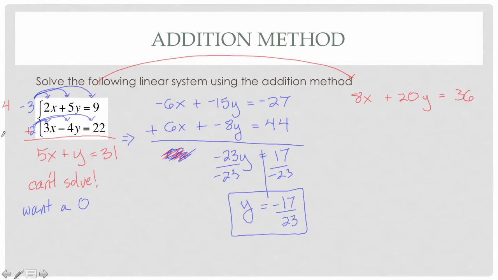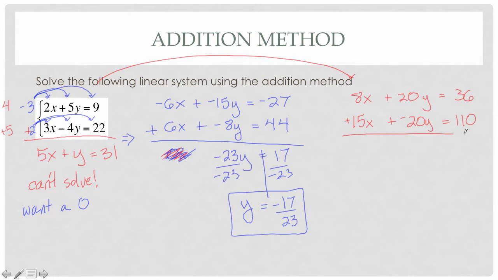And on the bottom, I'm going to multiply by negative 5. So now on the bottom, I've got negative 15x plus, whoops, I don't want negative 5, I want positive 5. I already got a negative 4, so I want positive 15x plus negative 20y. Remember, I want positive and negative. I want these to add to 0. Equals 110. 5 times 22.